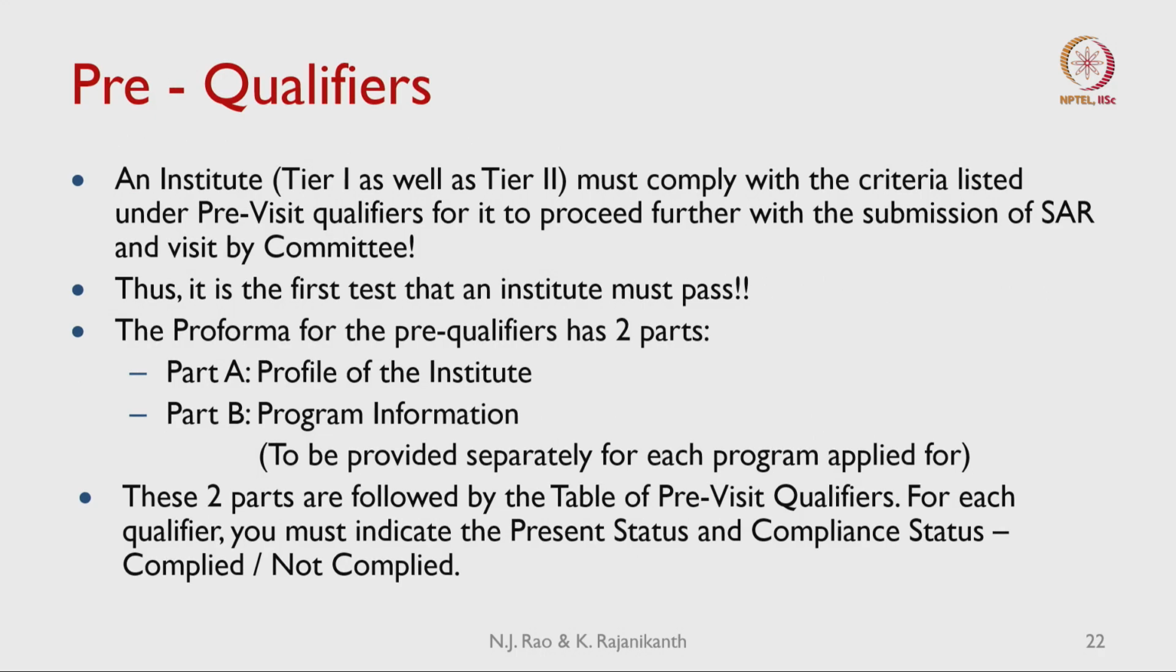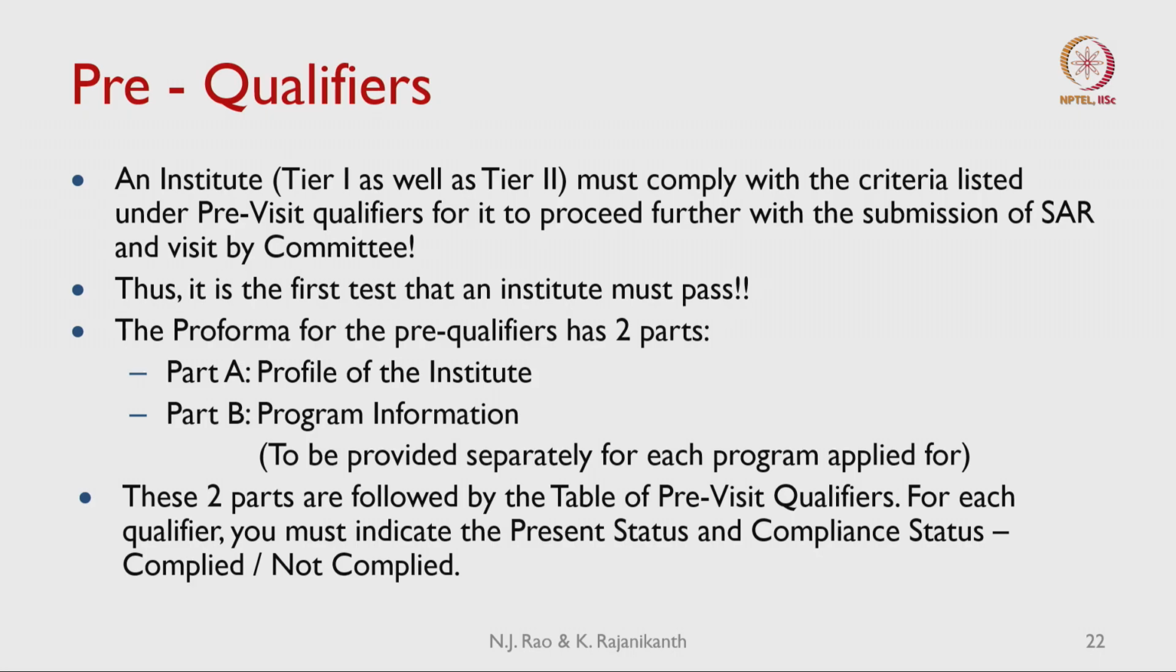Then we had earlier also the notion of pre-qualifiers that continues in the present NBA also. An institute, whether it is tier 1 or tier 2, must comply with the criteria listed under pre-visit qualifiers. So, as I mentioned in the previous unit, this is to prevent institutes of very low quality from trying to consume the time of the NBA. So, the institute must have certain minimum quality in order to proceed further with the activities related to accreditation, like submitting the SCR, team visit, etc. So, there are certain pre-qualifiers which are listed and the institute must meet them in order to proceed further. So, this is a kind of first level or entry level test that the institute must pass.